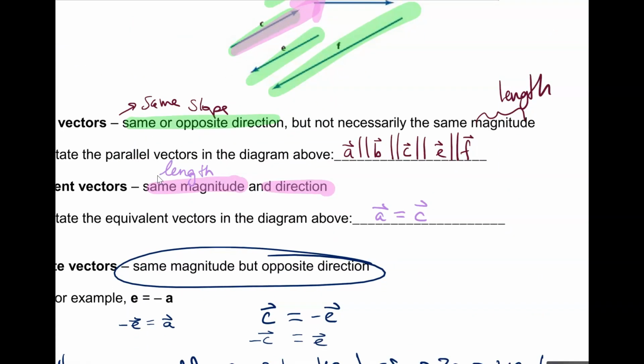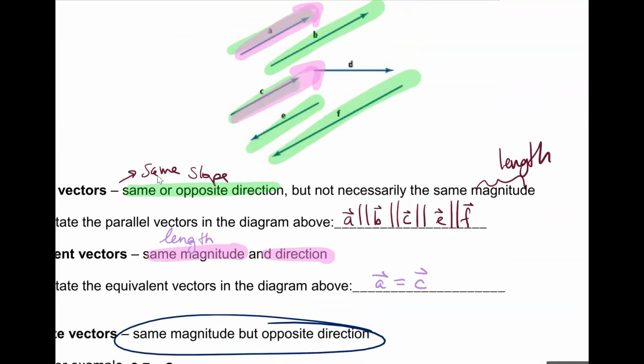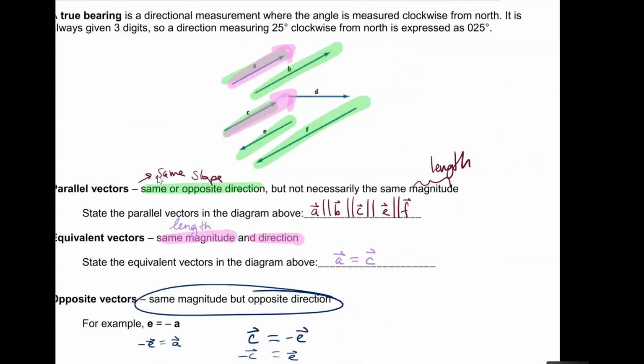All right, parallel vectors. I believe you have an idea what this is already. Parallel vectors have the same slope, right? Maybe the same direction, maybe opposite.